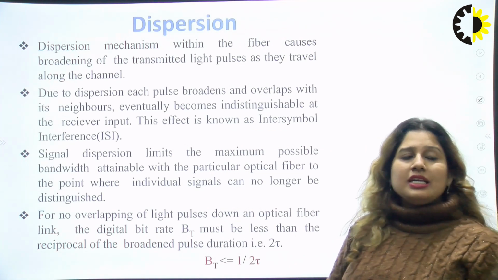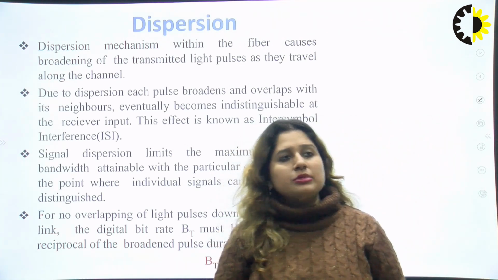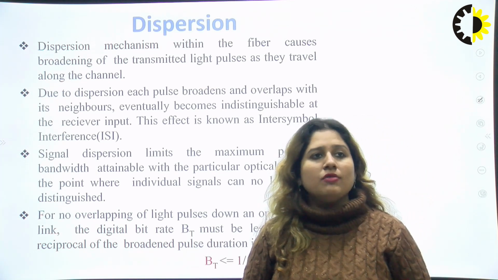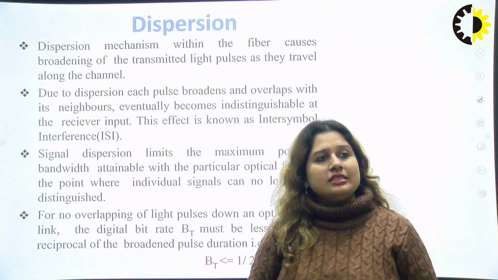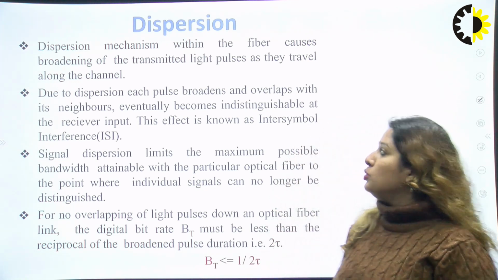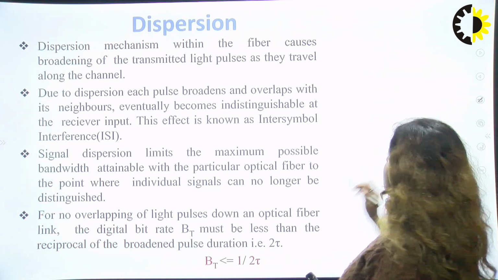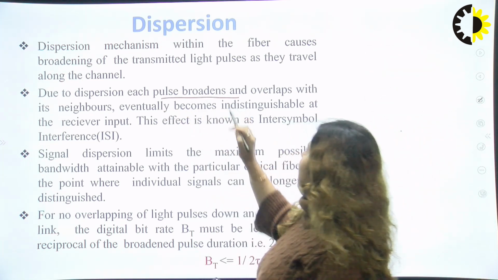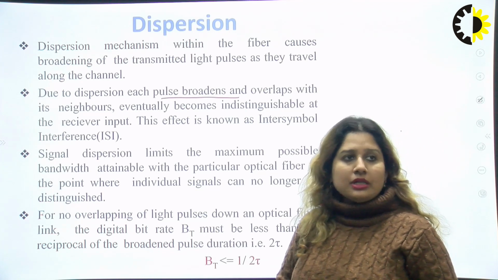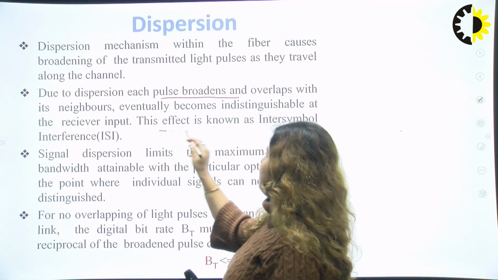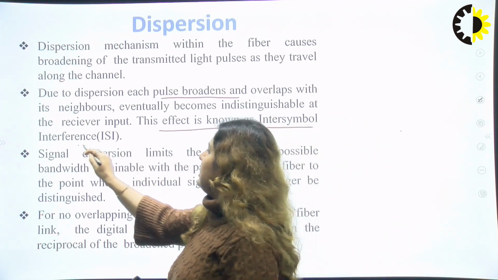So what basically is dispersion? In general terms, the dispersion mechanism within the fiber causes broadening of the transmitted light pulse as they travel along the channel. So due to dispersion, what will happen? Each pulse broadens and it overlaps with its neighboring pulse. So eventually it becomes indistinguishable at the receiver output, and this effect is also known as intersymbol interference.